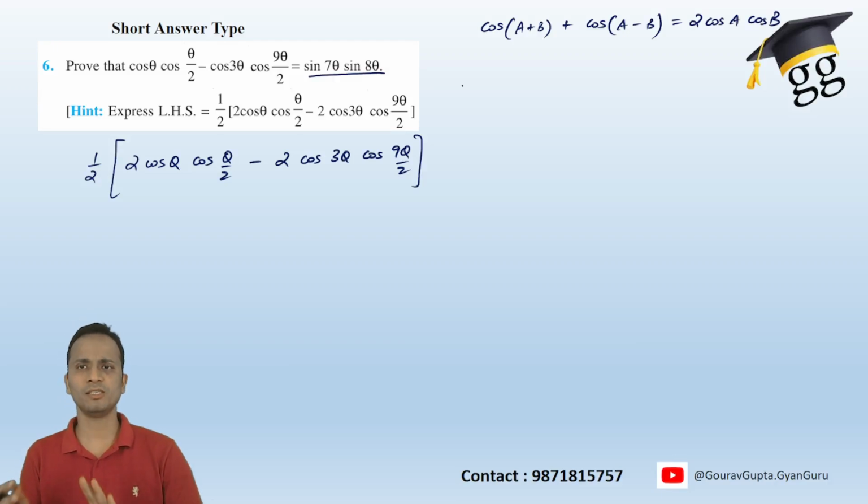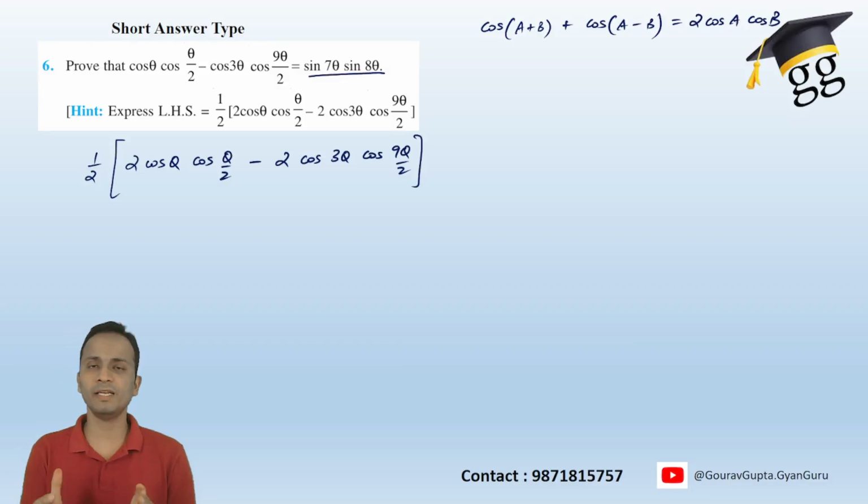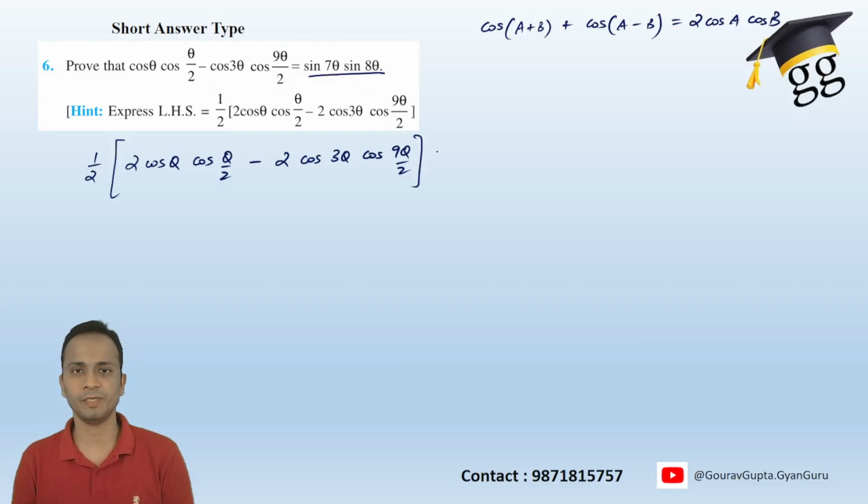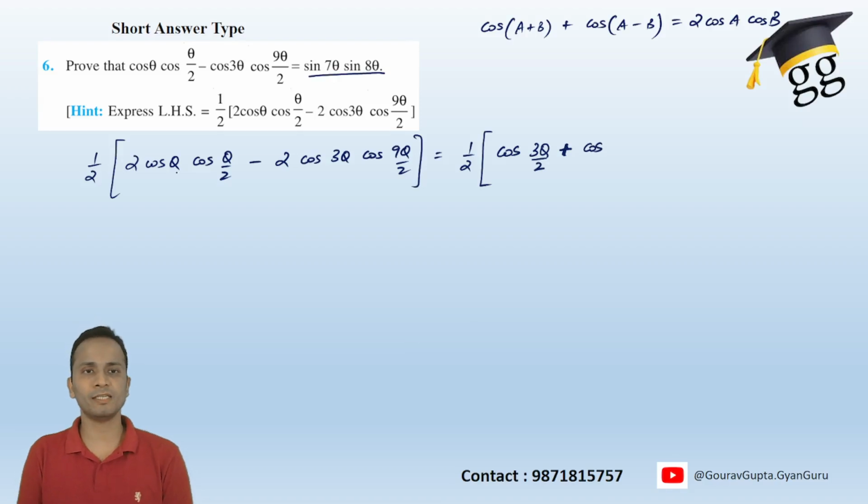We'll use this formula. So we'll convert 2 cos A cos B into cos(A plus B) plus cos(A minus B). So let's do that. So 1 upon 2 as it is. So it will be cos(A plus B), that is cos of theta plus theta by 2, that is 3 theta by 2. Okay. And then plus cos(A minus B), that is theta minus theta by 2, is theta by 2. Done. Then minus, I'll use a bracket because of the minus sign.